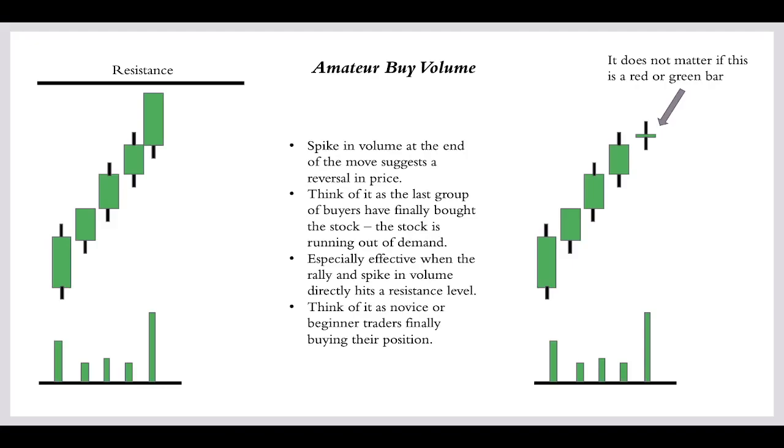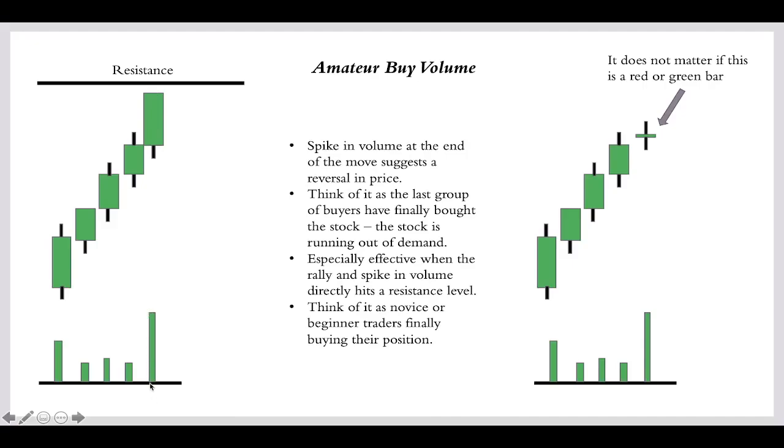Number one is amateur buy volume, or you can call it novice volume. As we're looking at it, we can see 4 or actually 5 green bars in a row going into resistance. I've tried to paint out a diagram here. We already have 4 bigger green bars heading right into resistance, and on the last green bar we have the widest range bar, and that's when we get the huge increase in volume.